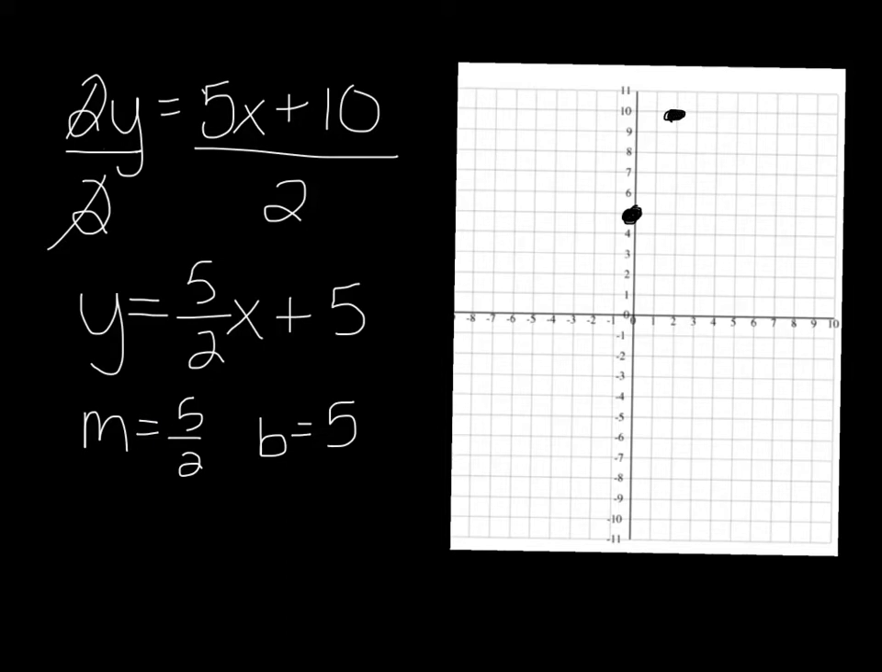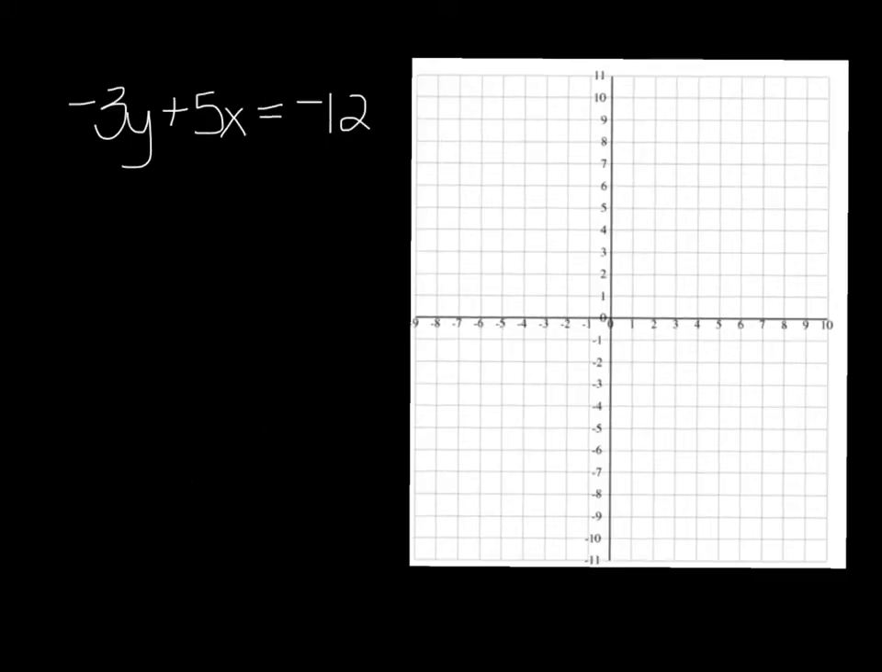Or you could go down 5, left 2. So you're going to be right here. And draw yourself a line through your points. And there is your graph. All right. Here is another one. So negative 3y plus 5x equals negative 12.